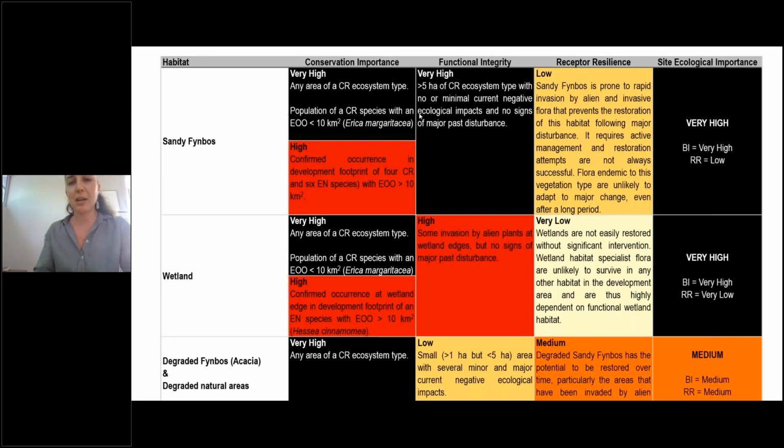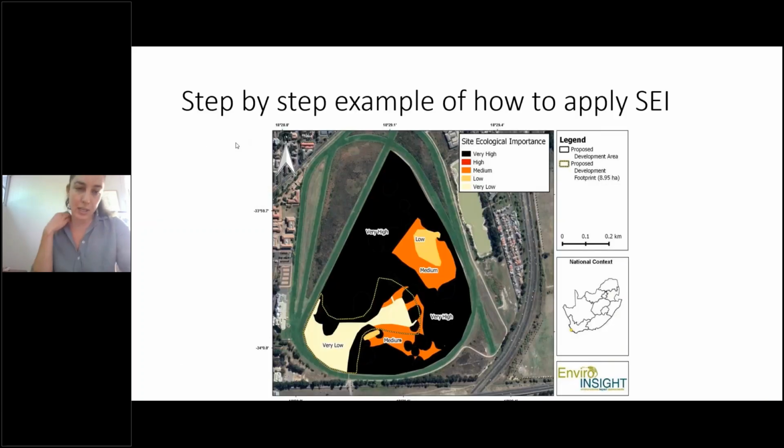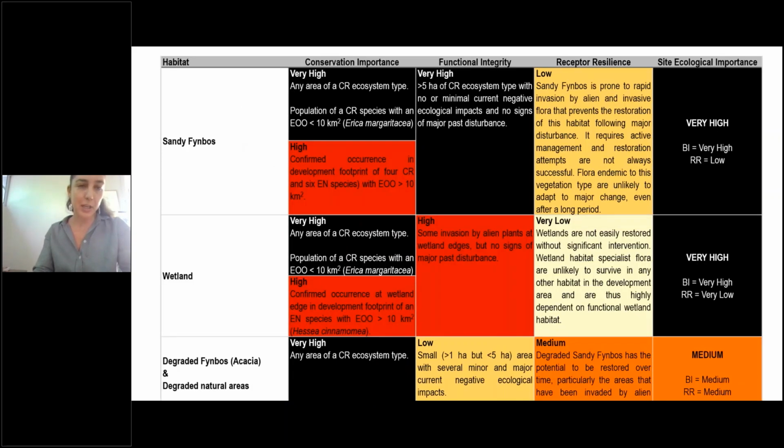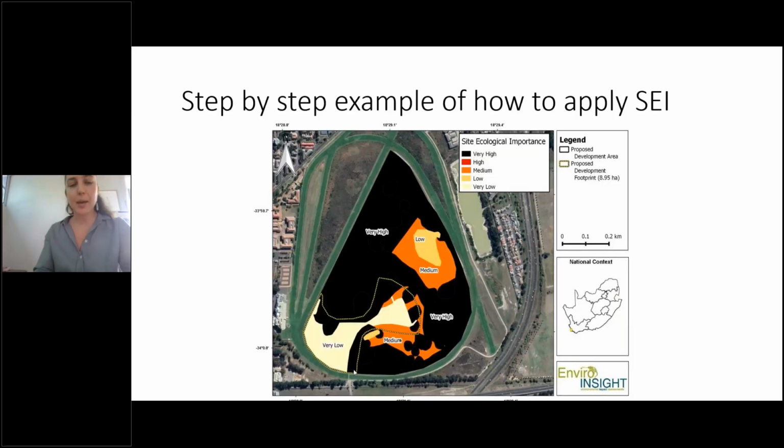So the very high would come out here, the functional integrity comes out as very high. When you combine it all, it comes out as very high for the overall site ecological importance for that. And then that ends up being mapped. So here you see the mapping. So if I just go back a step here, in this particular case, the sand fynbos habitats and the wetland habitats will both come out as very high. And when that gets mapped, it looks like this.